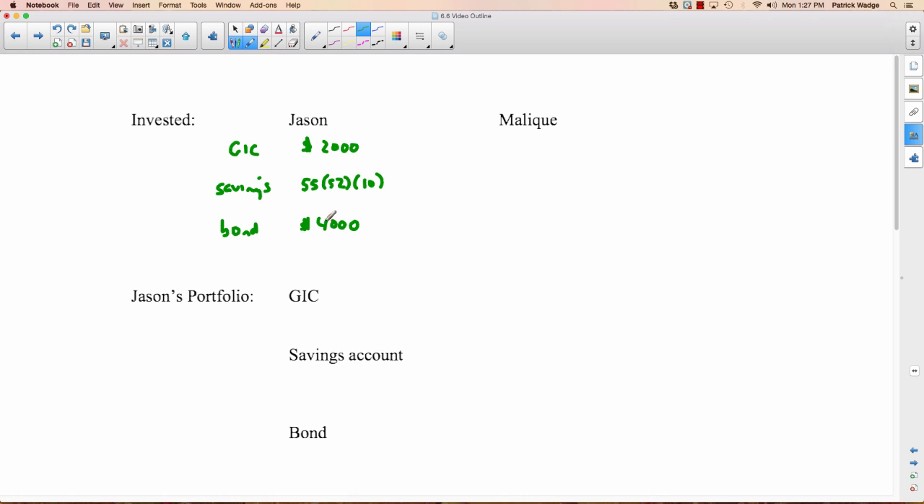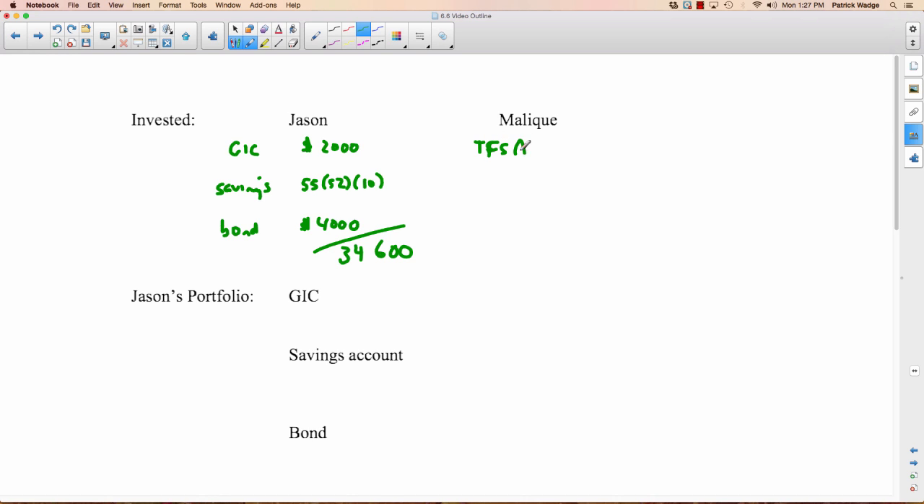These ones, the 2,000, the 4,000, you're buying those things, putting that money in, and you never put any more money in after that. But with the savings, you're doing it every single week, and he ends up paying that much money. So if you add all those amounts up, of course you have to multiply this first, but if you do that, you're going to end up that he has invested $34,600.